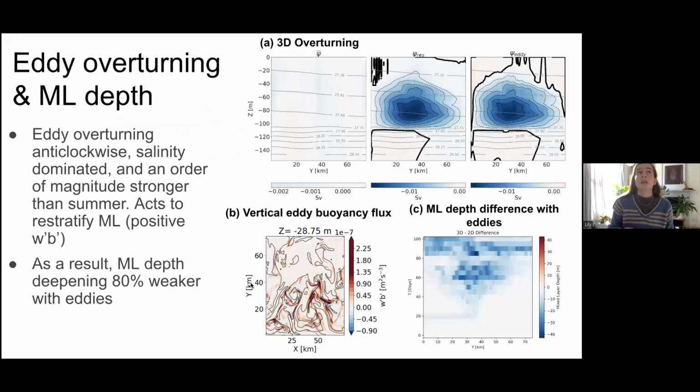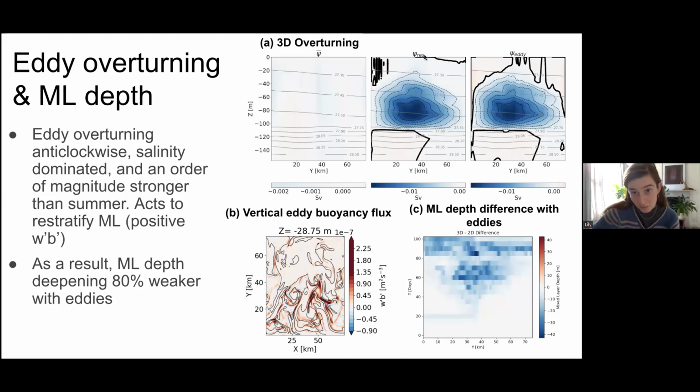But in the winter, the main impact that I saw within these simulations of the eddies, or the main interesting effect, seemed to be the difference in the mixed layer depth, or the development of the mixed layer as the simulation goes on. So this shows the eddy overturning in the winter. So it's negative in this case.